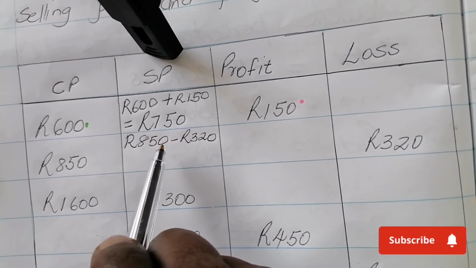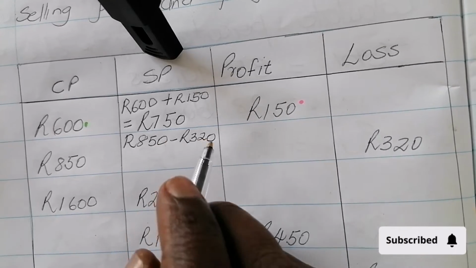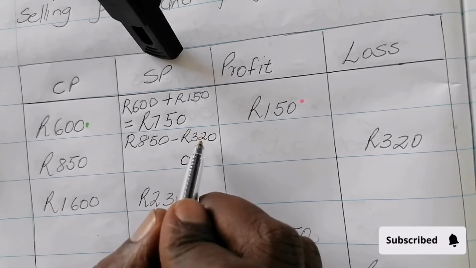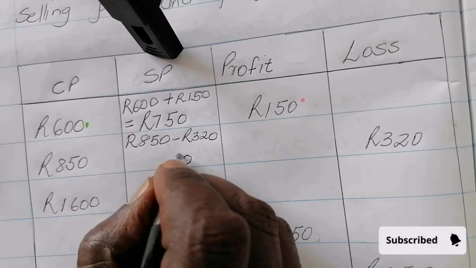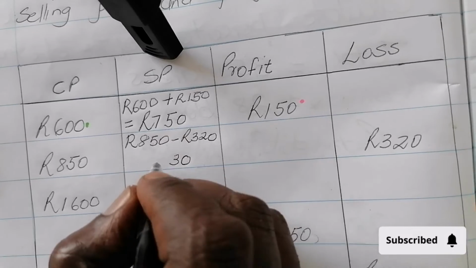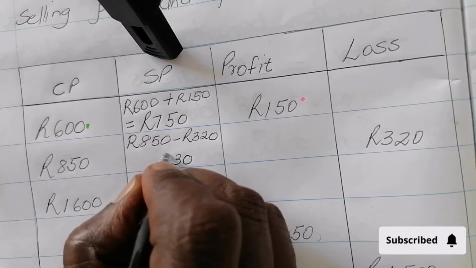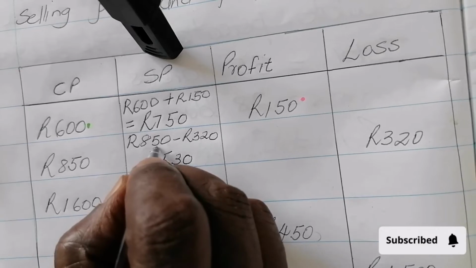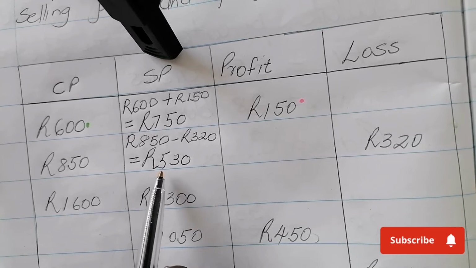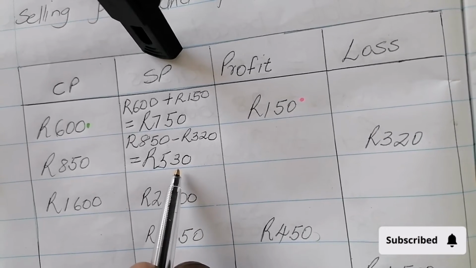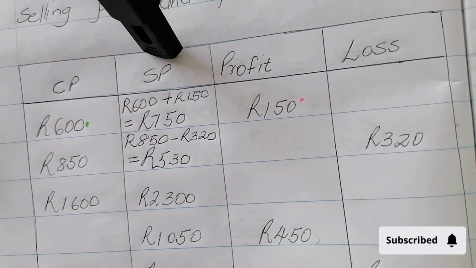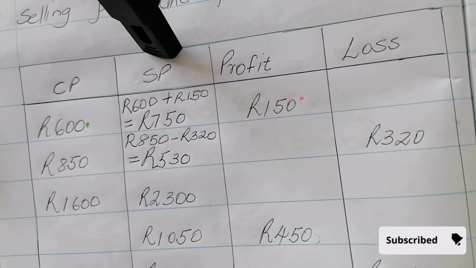So 0 take away 0, 0. 5 take away 2, which is equal to 3. 8 take away 3, which is equal to 5. So our selling price is equal to 530. We've got that amount. That is it. Okay, let's go to the next one.